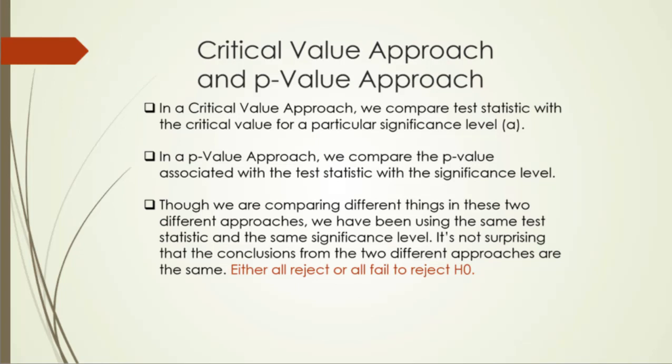In a critical value approach, we compare the test statistic with the critical value for a particular significance level alpha. In a p-value approach, we compare the p-value associated with the test statistic with the significance level. Although we are comparing different things in these two different approaches, we have been using the same test statistic and the same significance level. It is not surprising the conclusions from these two different approaches are always the same. Either all reject or all fail to reject the null.